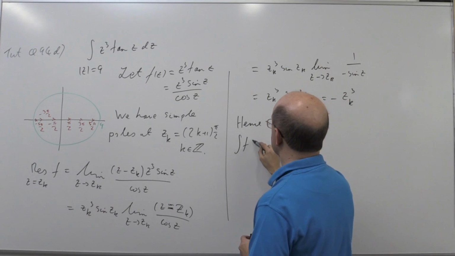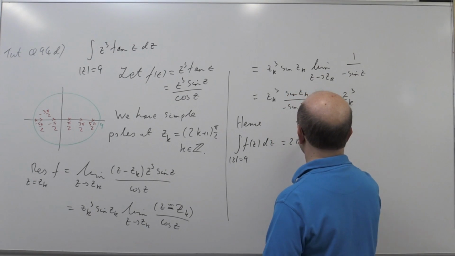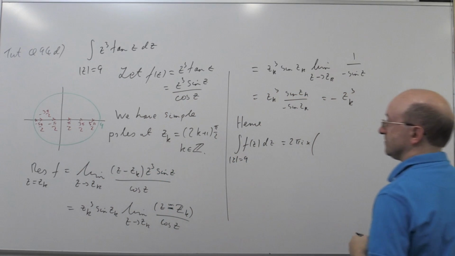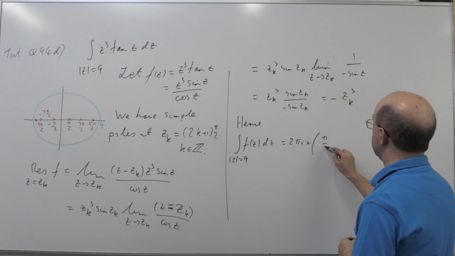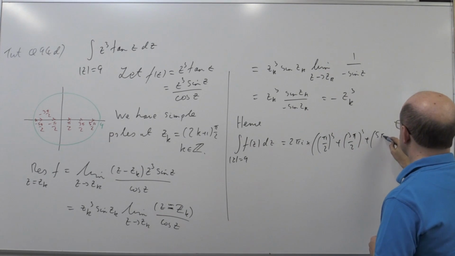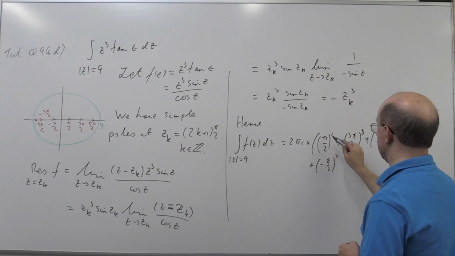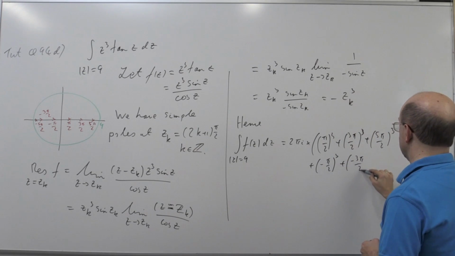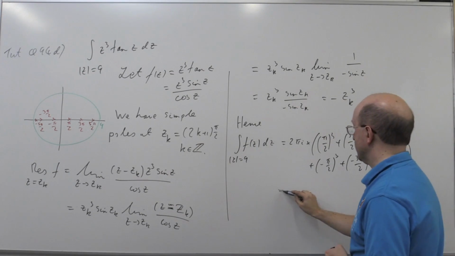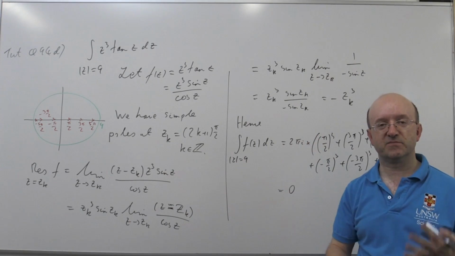the integral of my function is 2 pi i times, I'm just going to add up, these are the zk's here, just cube all of those. So I'm going to get pi on 2 cubed plus 3 pi on 2 cubed plus 5 pi on 2 cubed plus minus pi on 2 cubed. What's going to cancel off? Well, in fact, you can probably see that they're all going to cancel off. And in fact, the answer is 0. 0 not because the function is analytic, but because all the residues cancel off.